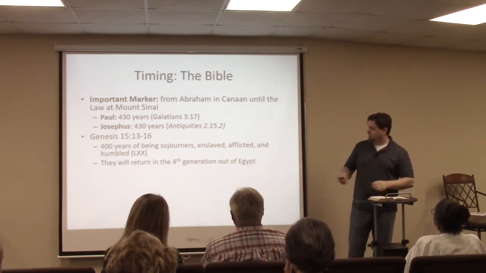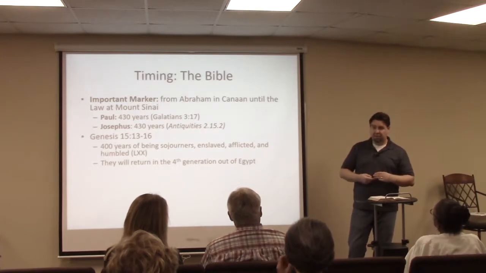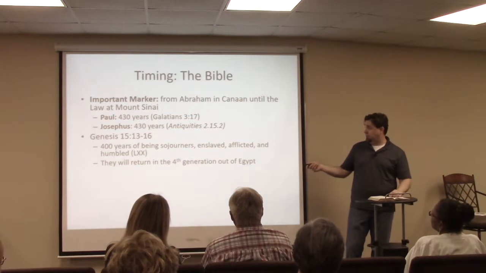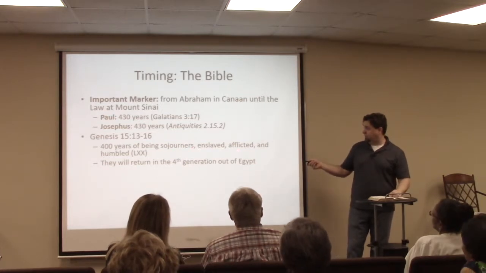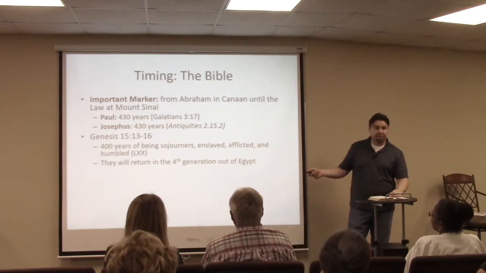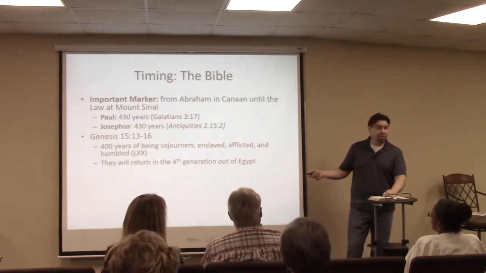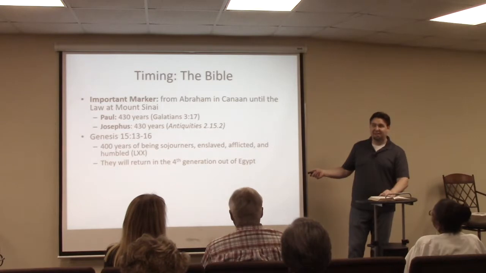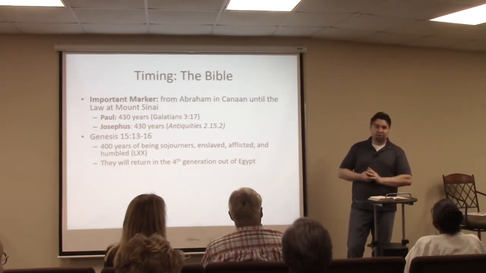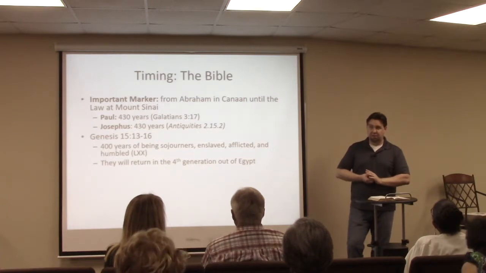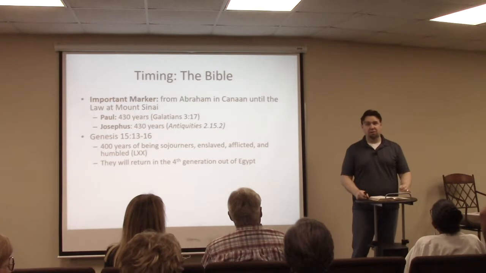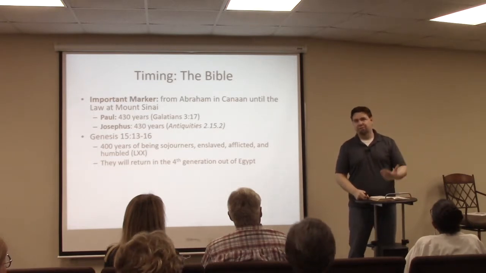In Genesis 15:13 through 16, God is telling Abraham that his descendants are going to be sojourners. They're going to be enslaved, they're going to be afflicted, and they're going to be humbled for 400 years. But then in the place where they're enslaved, they're going to come out with many possessions in the fourth generation out of Egypt. Boy, people have struggled with that, because some people say if Abraham was born like 600 years before, where do you start the count for the fourth generation?